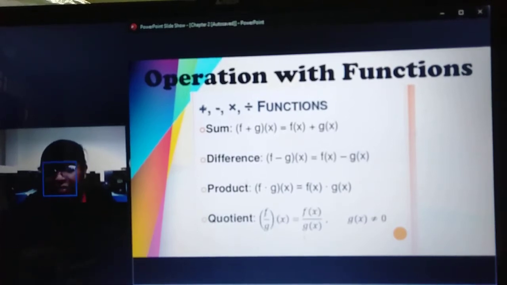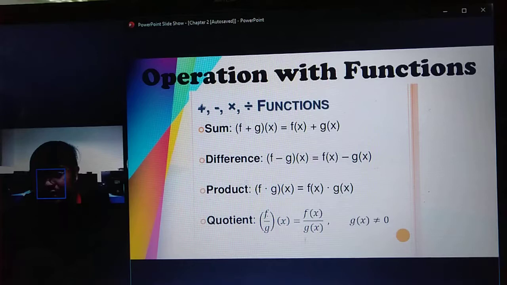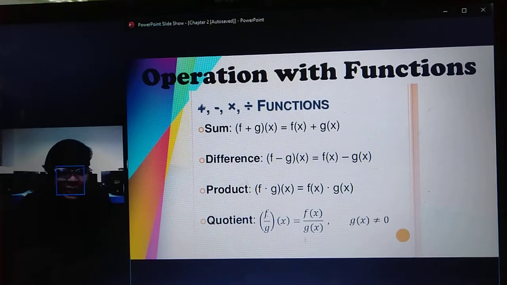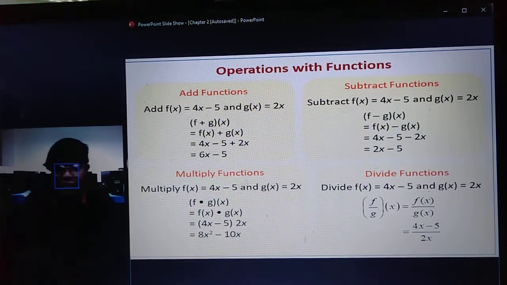Okay, so now we will be moving on to operations with functions. Here we are going to solve functions using the mathematical operations. We have addition, subtraction, multiplication, and then division. What you see on your screen, or on the PowerPoint presentation, are the formulas in solving operations. First, we have an example, and then we will differentiate each one.